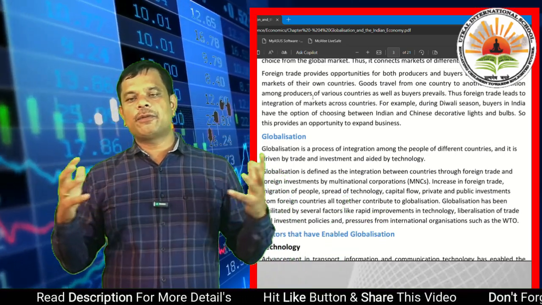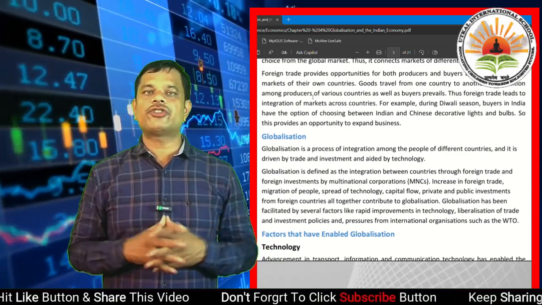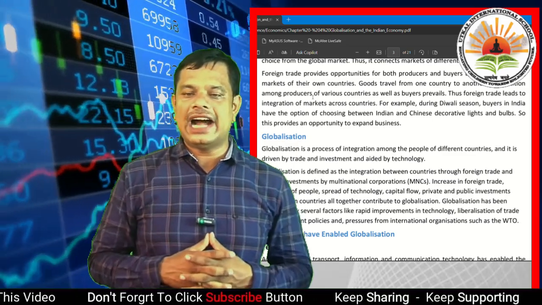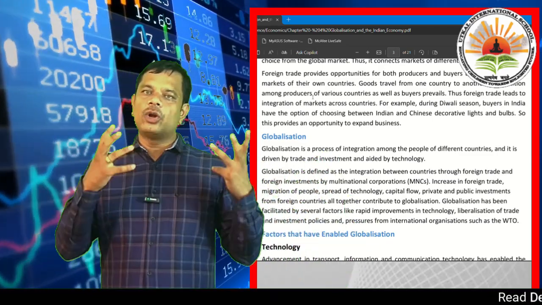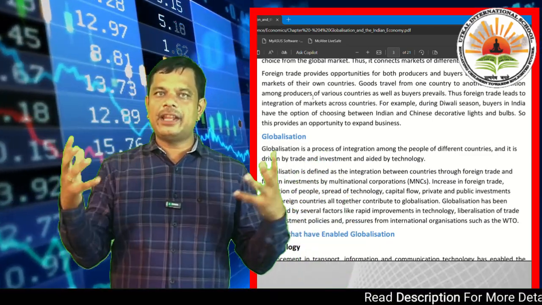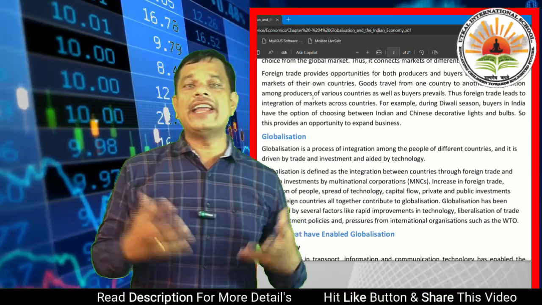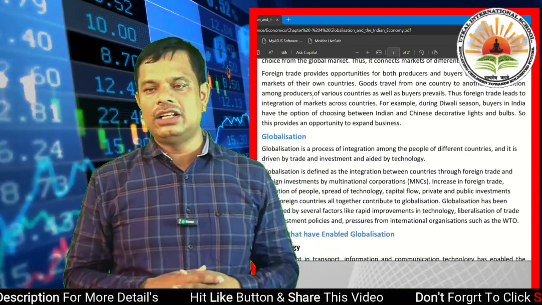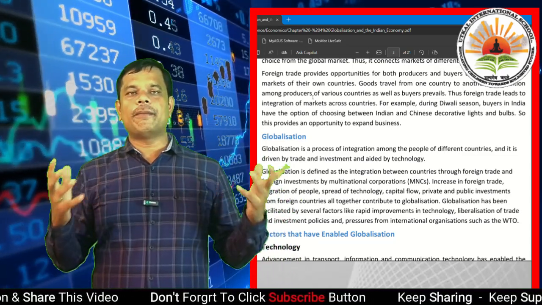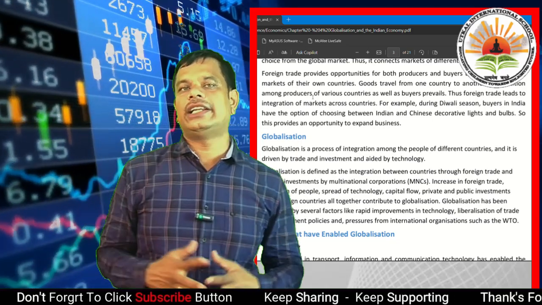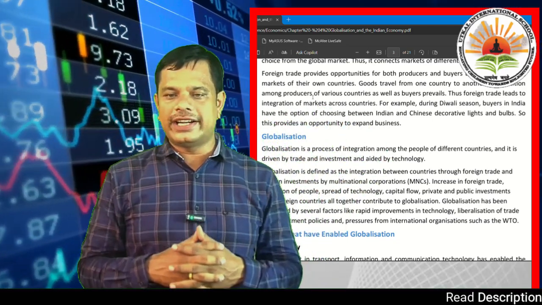Goods travel from one country to another. Competition prevails among producers of various countries as well as buyers. There is competition in quality, quantity, price, everything. This competition is a benefit for the buyers. You get the benefits, and thus foreign trade leads to integration of markets across countries. Foreign trade is an attraction among countries.